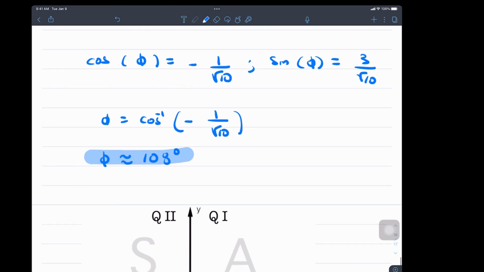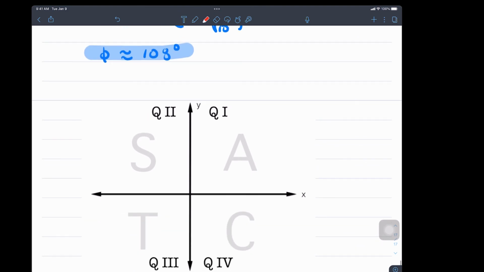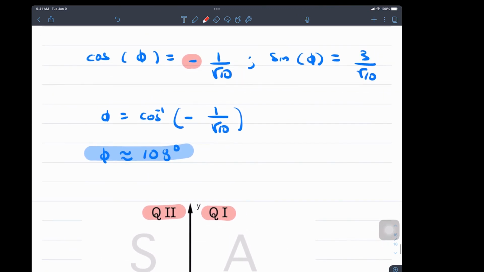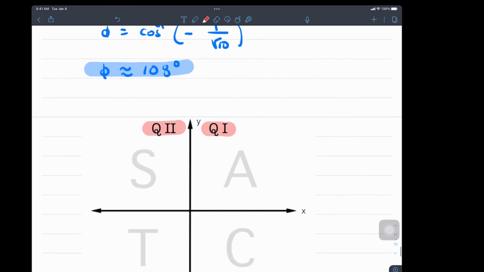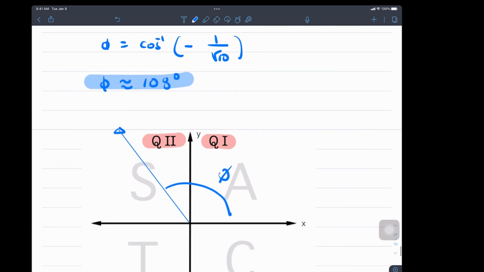So what do we know here? Cosine is negative. Sine is positive. So where is sine positive? Quadrant 1, quadrant 2. Sine is positive in those two quadrants. You guys okay with that? So does it make sense that phi is 108 degrees? Yes. 90 is here, so this is going to be where phi is, because that's 108. So that makes a lot of sense.